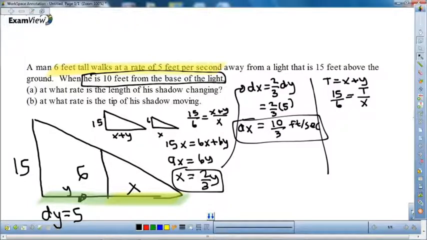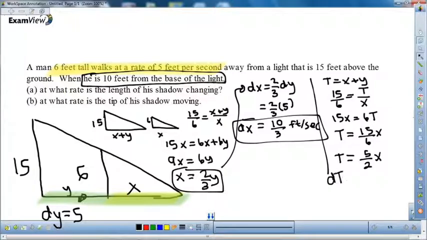So we're going to cross multiply, and we're going to solve for t, because that's what we're trying to find. So t is going to be 5/2 x.